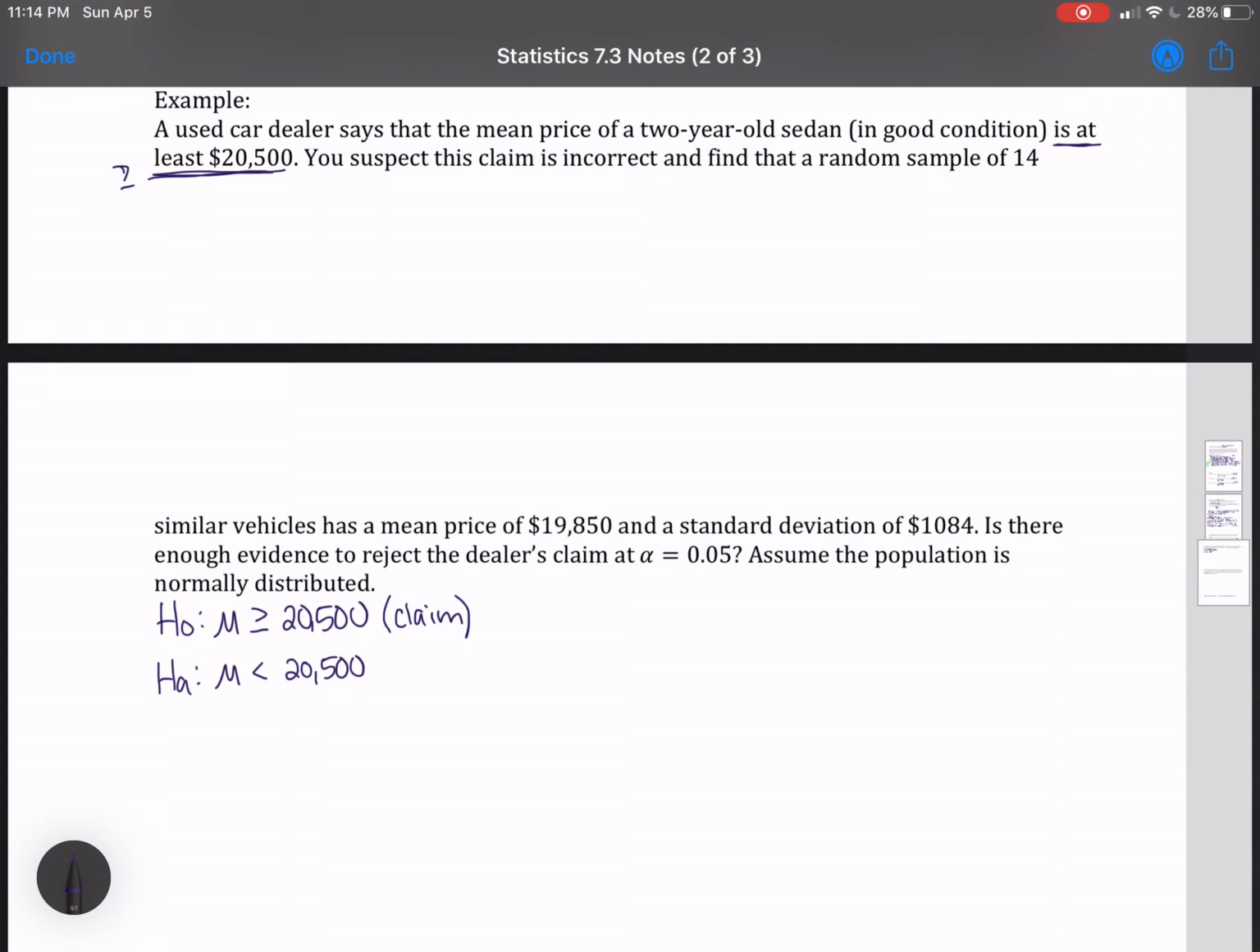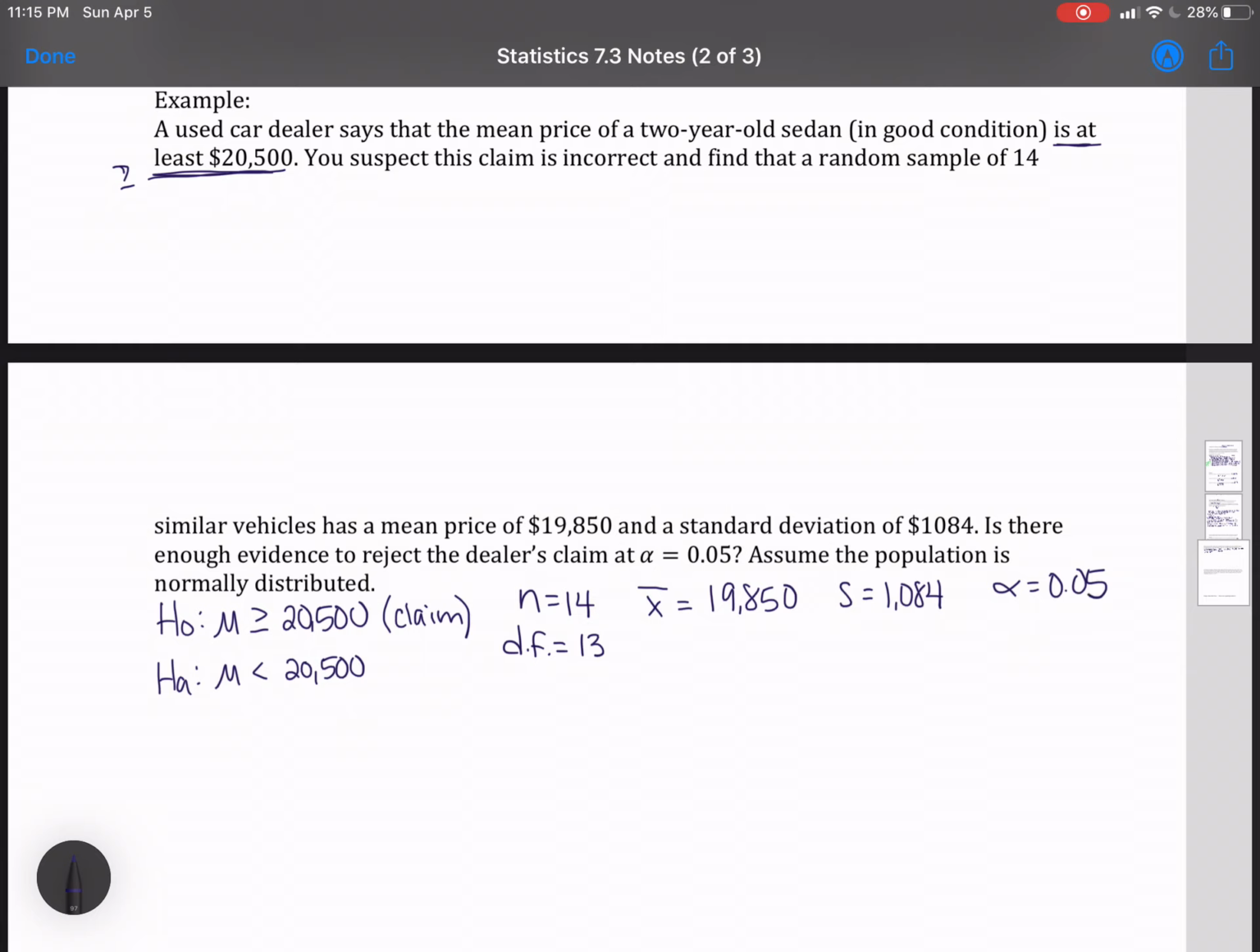Okay, so now I'm going to go through and state everything we know. We know that the sample size is 14, which means our degrees of freedom is 13. We also know that the sample mean price was 19,850, and the sample standard deviation was 1,084. And lastly, we know alpha equals 0.05.